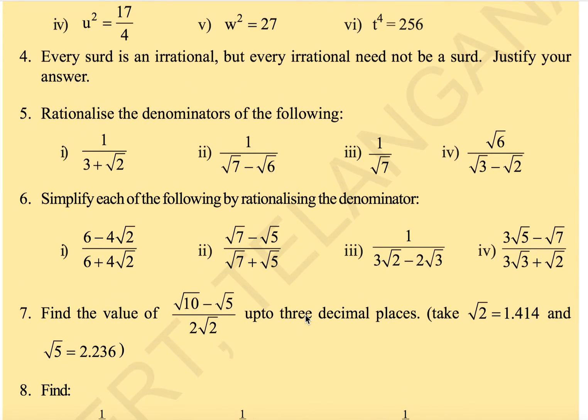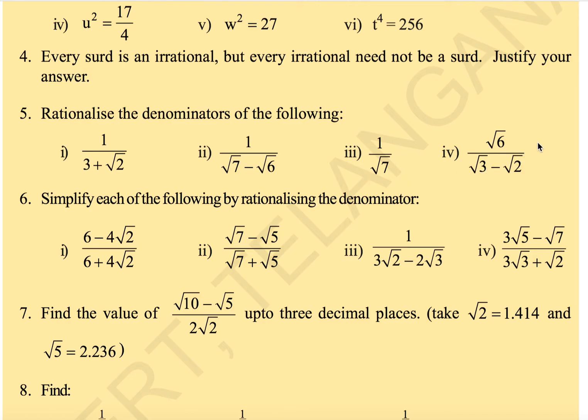Rationalize the denominator of the following: 1 by 3 plus root 2. If you do rationalization, it is 3 minus root 2 by 3 minus 2, that is 1. This is 1 by root 7 minus root 6. You have to multiply with root 7 plus root 6 on both numerator and denominator. Here you will get root 7 plus root 6. Here 7 minus 6 is 1. So this is root 7 by 7.